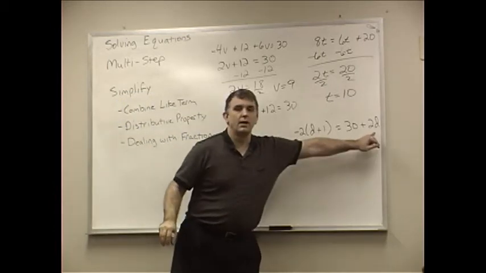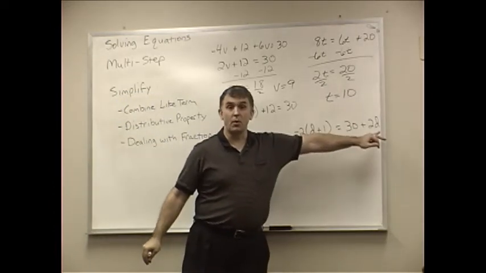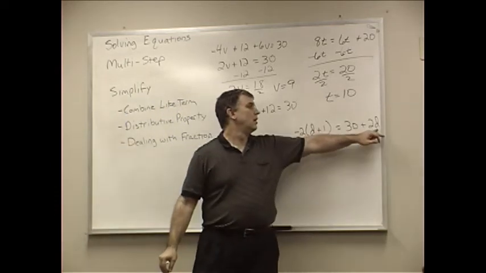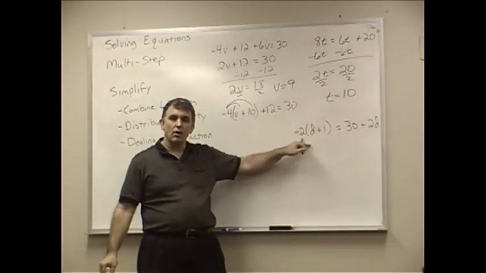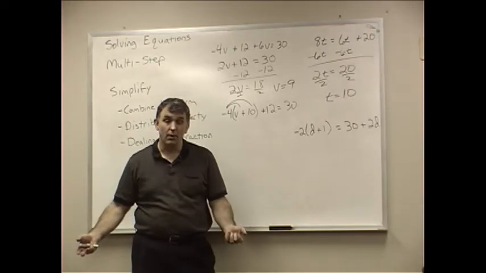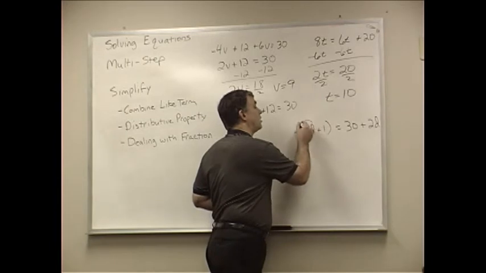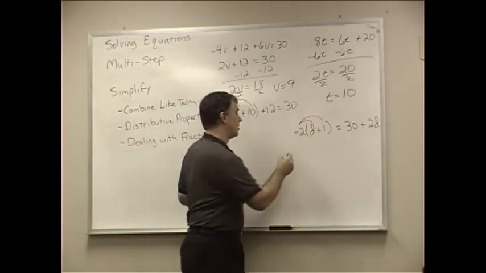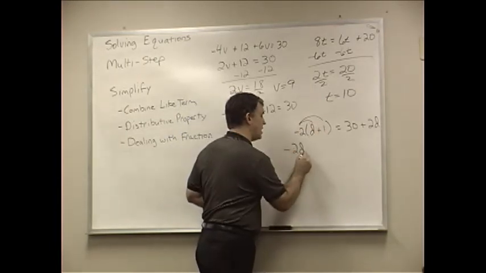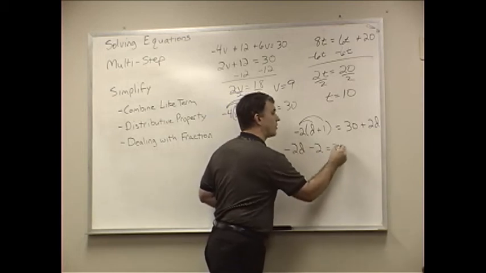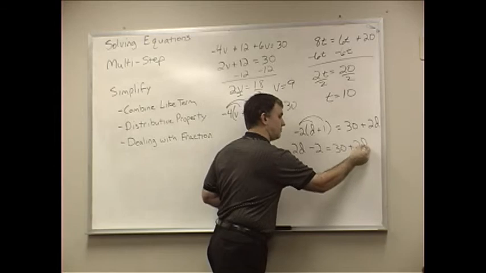Now I have one which has got variables on both sides and the distributive property. You can't combine like terms until you get rid of the parentheses. So just as part of my simplifying, I'm going to distribute. So I get negative 2d minus 2 equals 30 plus 2d.